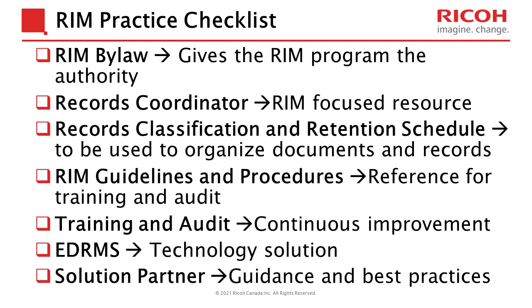So in a RIM practice, let's look at the checklist. These are the items important to have so that your probability of successfully implementing your RIM practice is high, right? The first, as I mentioned, is the bylaw. This gives the RIM program the authority to implement the program. Secondly, you need a records coordinator. This is a focused resource. I know it's difficult at times to have this, but if you want the program to succeed, you have to have a focused resource.